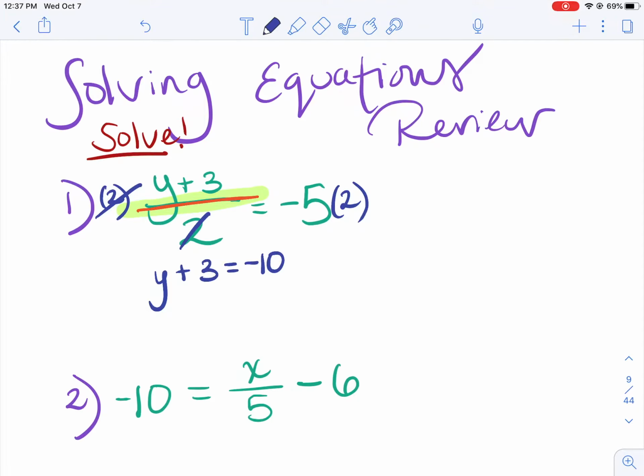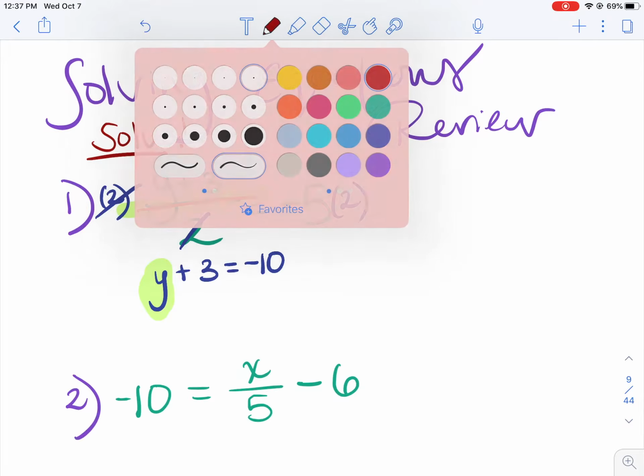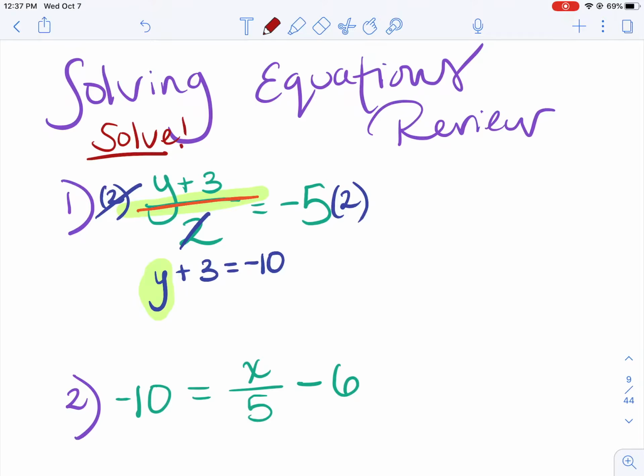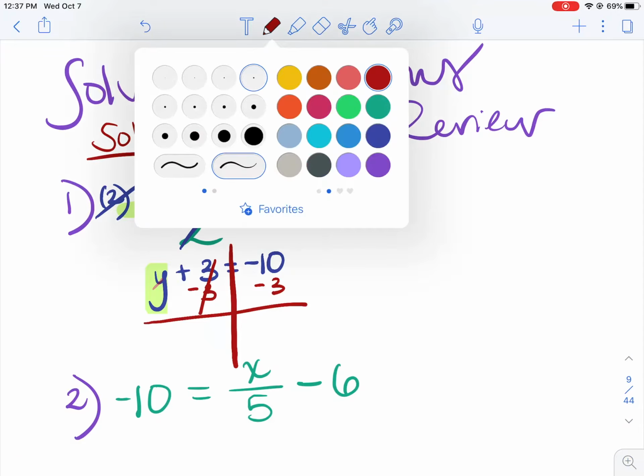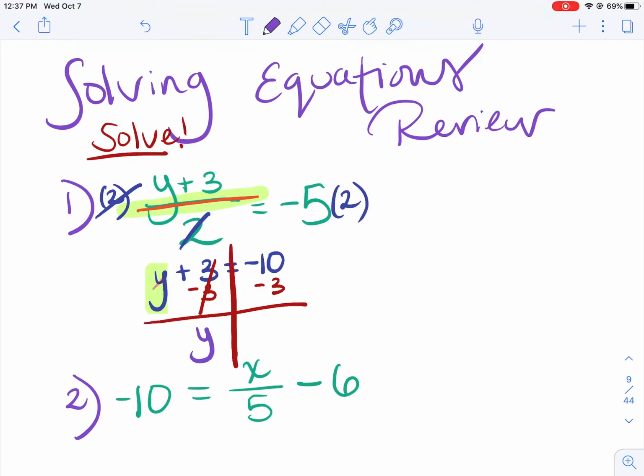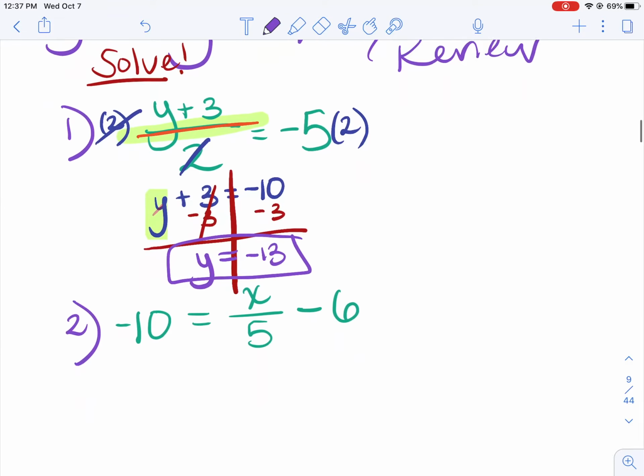Now, because I've gotten rid of that big division bar, I've got one more step. To get y by itself, I need to do the opposite of the operation next to it. The opposite of adding 3 would be taking away 3. So I'm going to draw my little line here. Let's take away 3 here, take away 3 here. Those cancel. y equals -10 minus 3, which is -13. And that's our answer. Notice how I'm being really neat, writing all my steps, and boxing my answer in.